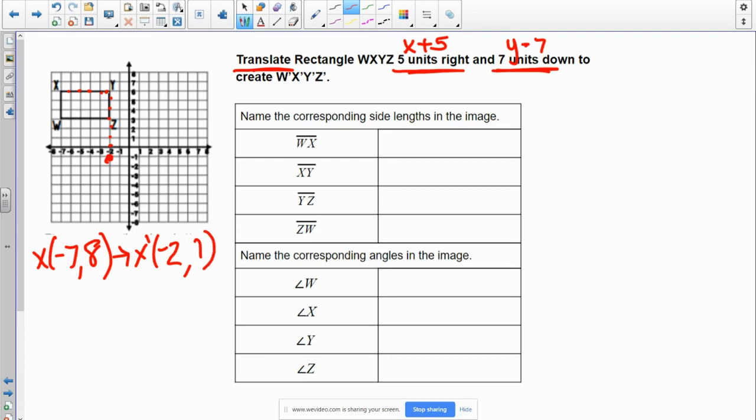And we'll count it again here. We're going to start with y. 1, 2, 3, 4, 5, and then down 7. 1, 2, 3, 4, 5, 6, 7. So this one's y prime. This one's x prime. Again, you could do the algebra if that makes more sense to you. W here, 1, 2, 3, 4, 5. 1, 2, 3, 4, 5, 6, 7.